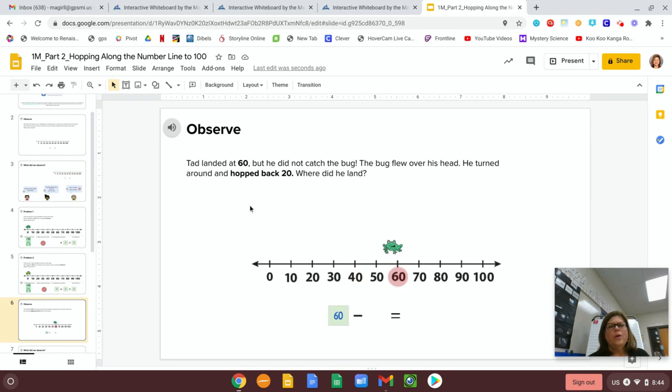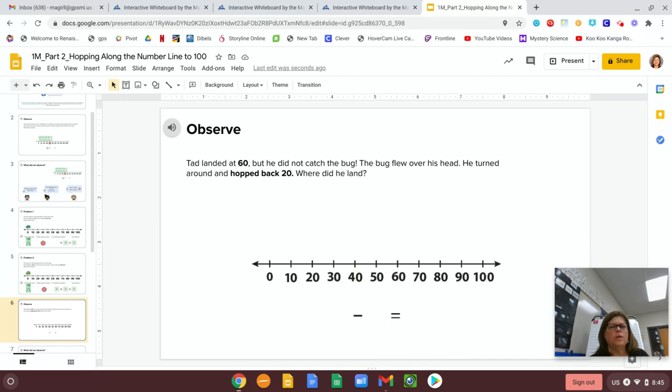So now we have to watch what Tad is doing. Look at the way he's hopping. Do you know this is not going to be an addition problem, is it? He's going backwards, so we're going to do some subtraction. Tad landed at 60. So that's where he's starting. But he did not catch the bug. The bug flew over his head.